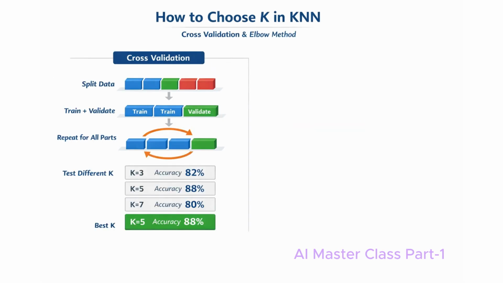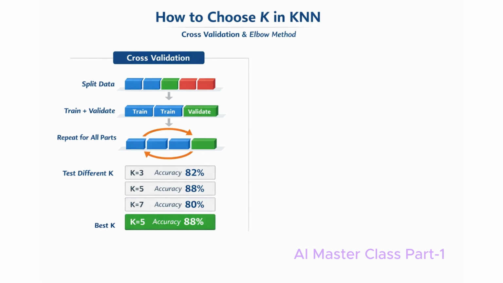In cross validation, data is divided into k parts and then the model is trained on some of those parts. Now to validate, the remaining part will be used. This process is repeated for all the parts, and whichever k value gives the highest accuracy during validation will be used as the value of k.